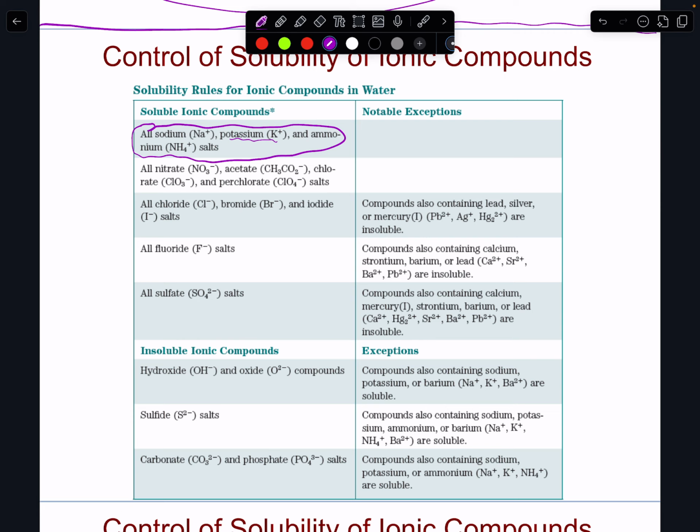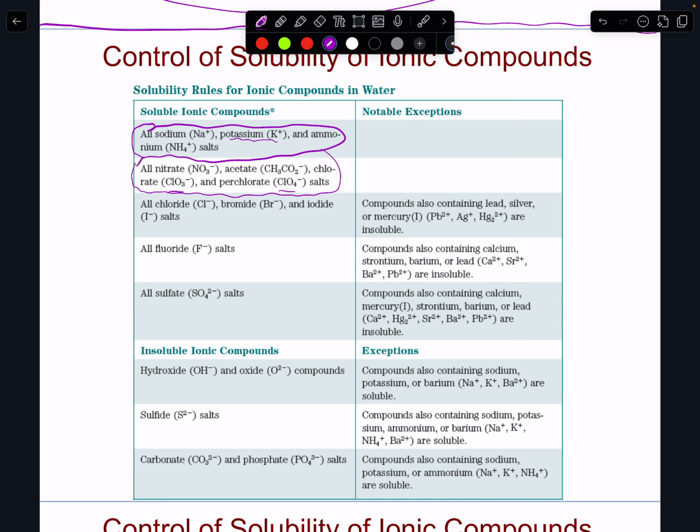Apologies about that. But it's really true. Most of them are. In terms of anions, nitrate ions, acetate ions, chlorate ions, which you hardly ever use, and perchlorate ions, which we don't use very much because they can be explosive. Those also are always soluble in water. So those ones are easy.